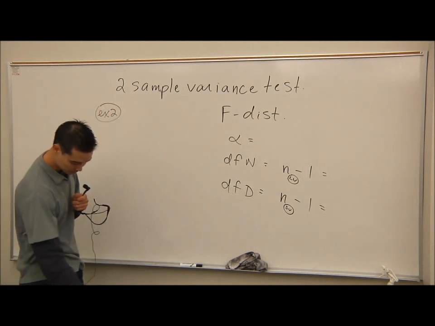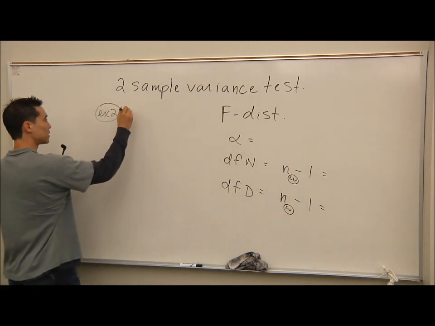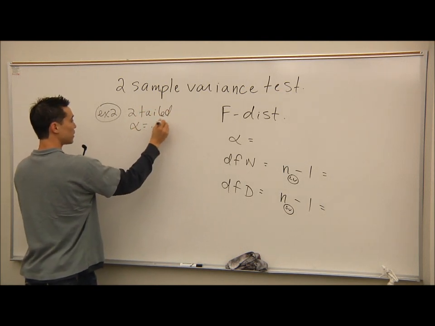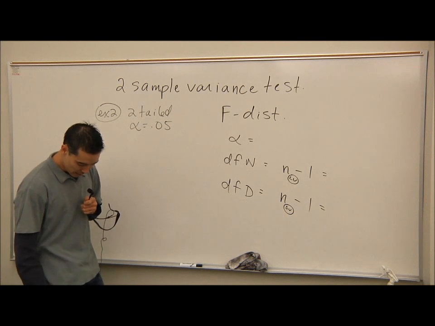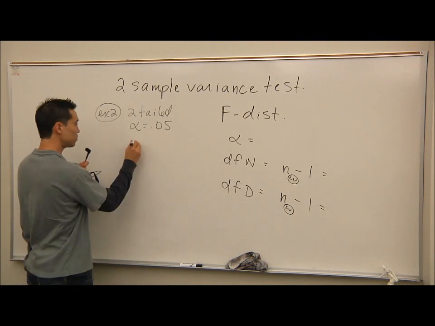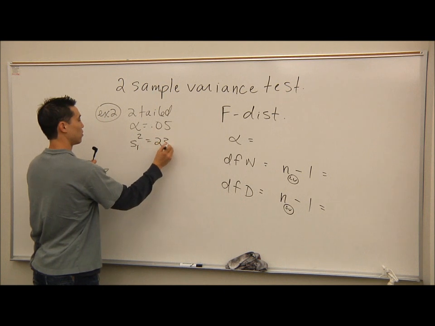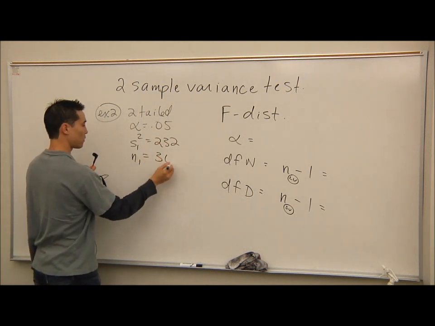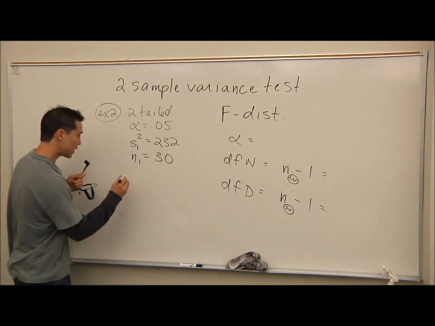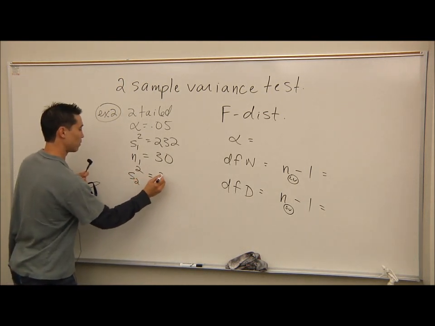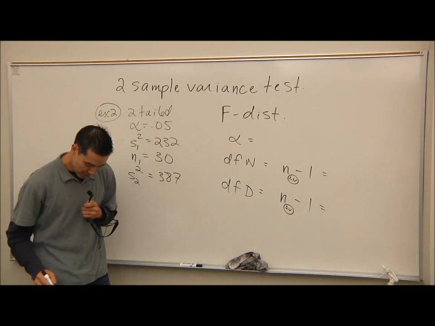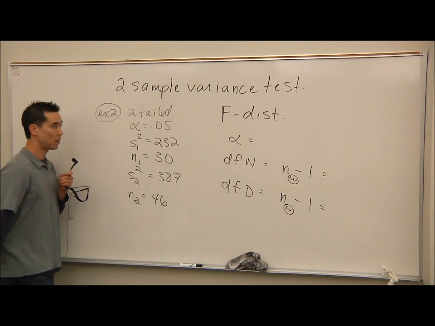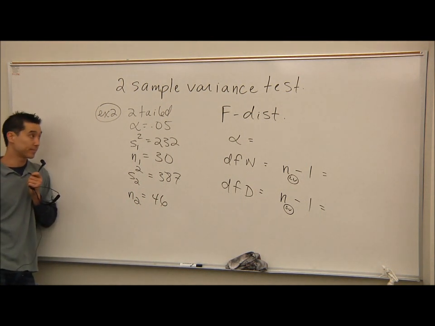Okay, example 2. We have a two-tailed test. We have alpha's 0.05 with the two-tailed test. We have S1 squared is 232. We have N1 is 30. We have S2 squared is 387. And we have N2 is 46. Okay, great. All I want to do is find the correct critical value.